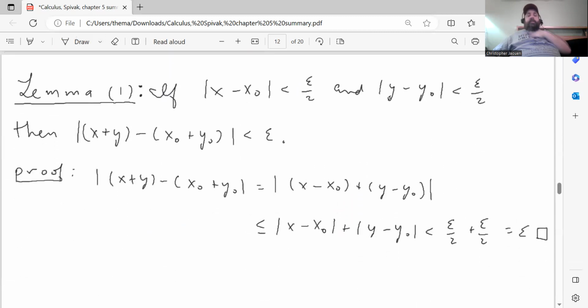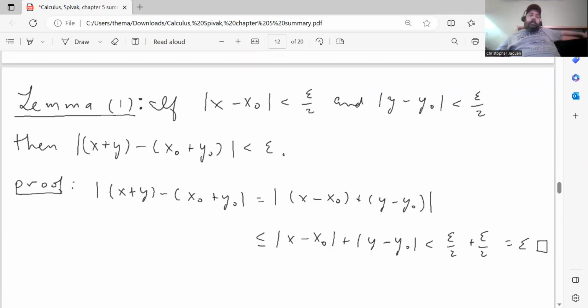Okay, and then there's a theorem 2, but we need these 3 lemmas in order to prove theorem 2. So let's go through lemma 1, 2, and 3 before we do theorem 2. So here's lemma 1. If absolute value x minus x0 is less than epsilon over 2, and absolute value y minus y0 is less than epsilon over 2, then absolute value of x plus y minus, in parentheses, x0 plus y0 is less than epsilon. All right, so let's prove that.